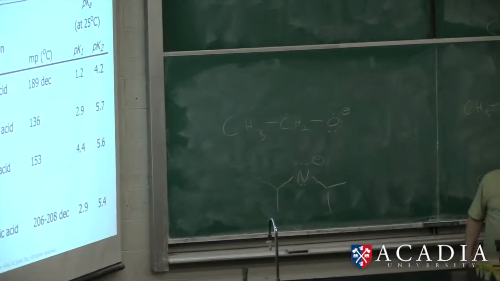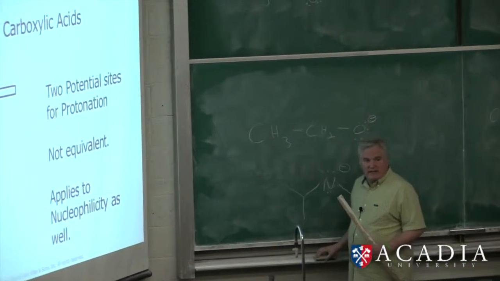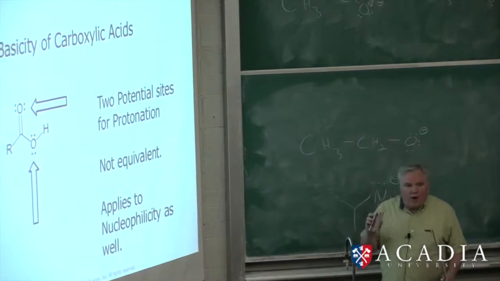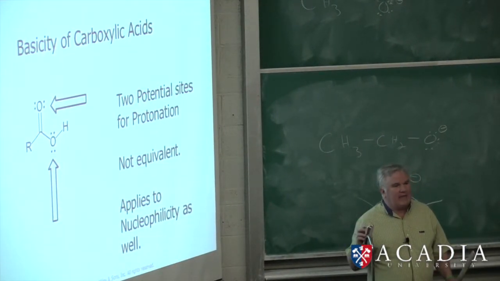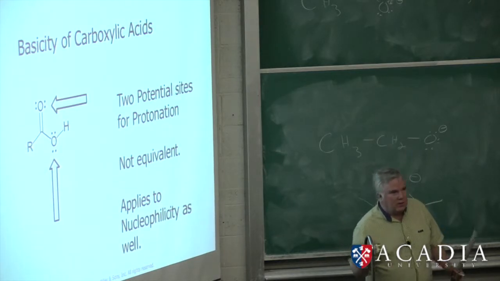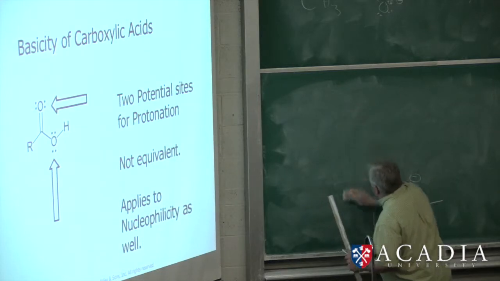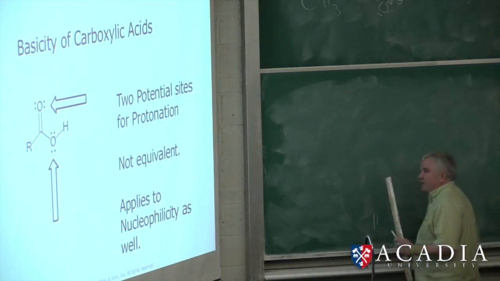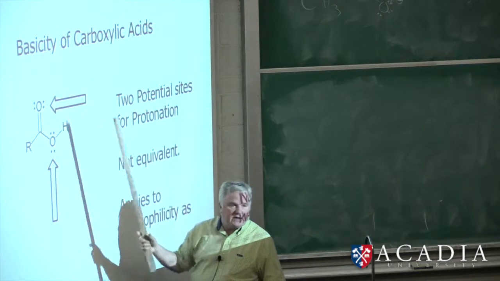Now, one of the things that you have to think about in this chapter in particular, just like water can act as an acid or a base, carboxylic acids can act as an acid or a base. And I want you to take a look, and you should realize that, because we have these oxygen atoms, and they have lone pairs of electrons.